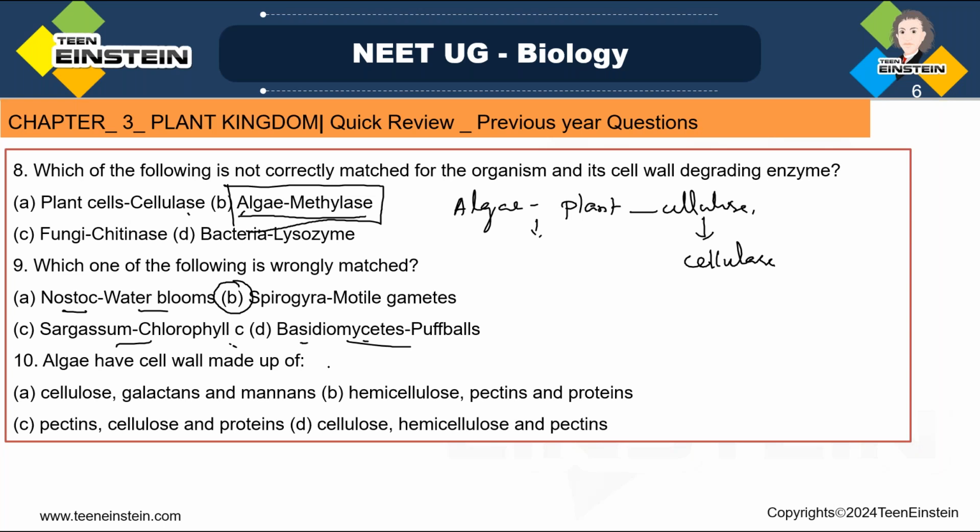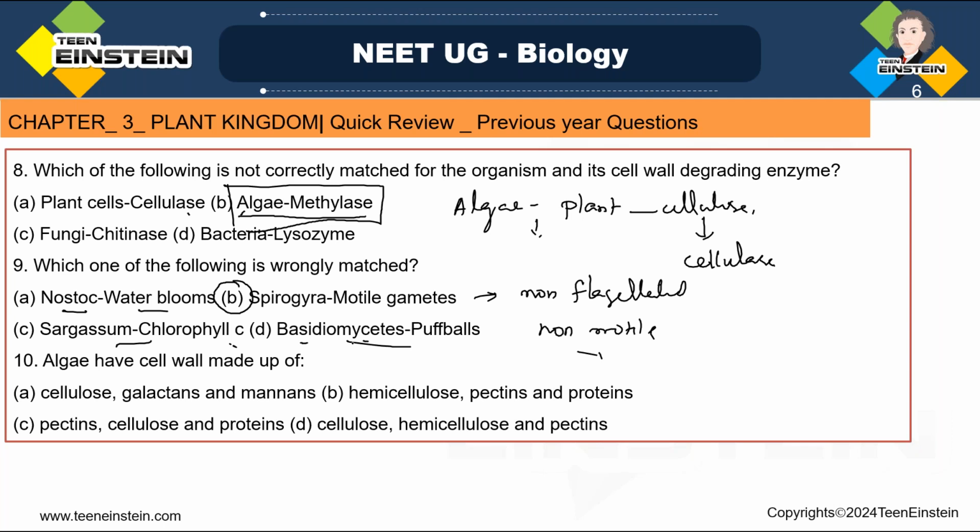In Spirogyra, gametes are non-flagellated, so they are non-motile, but they are similar in size and they show some kind of amoeboid movements. Flagella is not there, so they are non-motile and showing some kind of amoeboid movements, but they are similar in size. Clear?